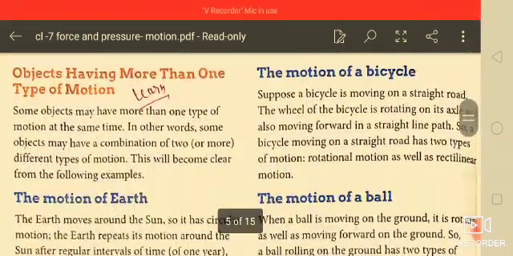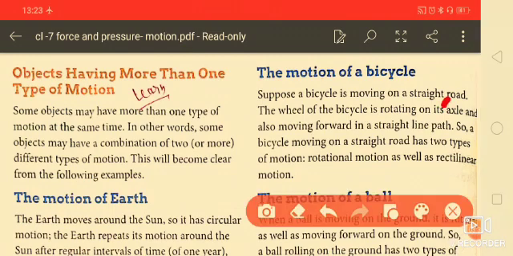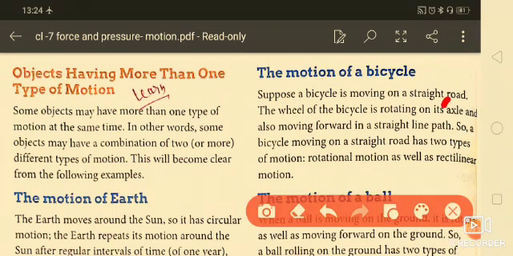Similarly, consider the motion of a bicycle moving on a straight road. The bicycle is rotating on its axle and also moving forward in a straight line path. So it has two types of motion: rotational motion as well as rectilinear motion.